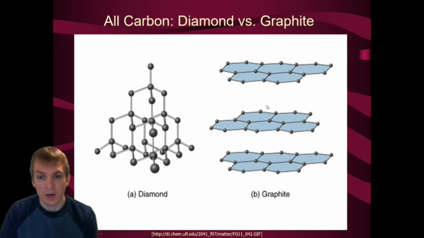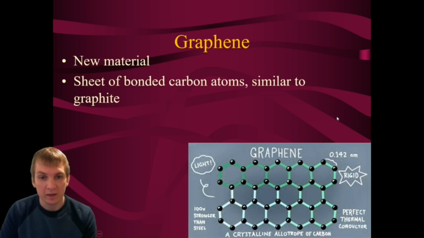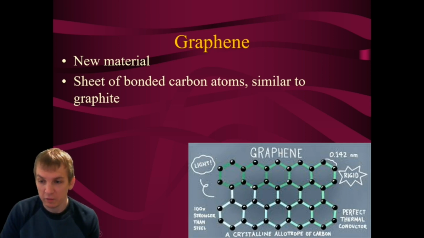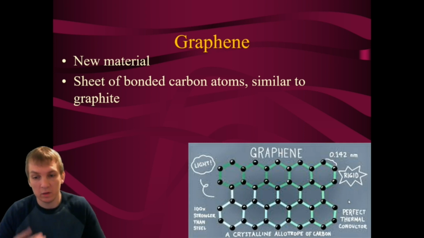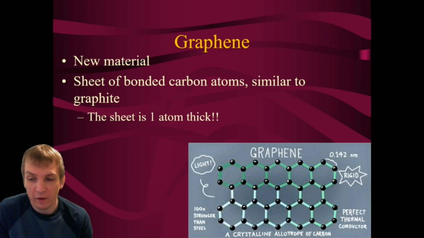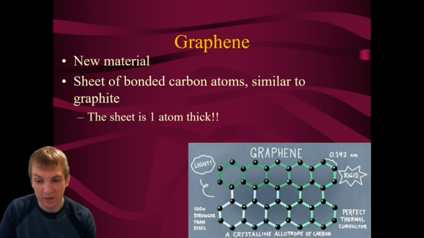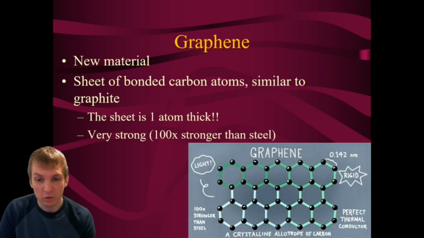However, you can make another allotrope of carbon, and there's a new material called graphene, and it basically is sheets of bonded carbon atoms that is similar to graphite. So you take these hexagons and you form these very large sheets, and then you stack them together. And graphene is very, very thin. It is one atom thick. So you have this entire sheet that is one atom thick, and you could take multiple sheets and stack them together. And it's very, very strong. It's like 100 times stronger than steel.